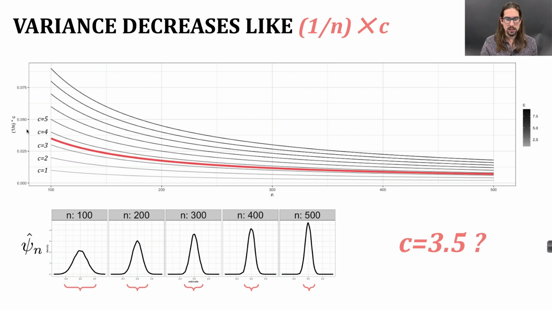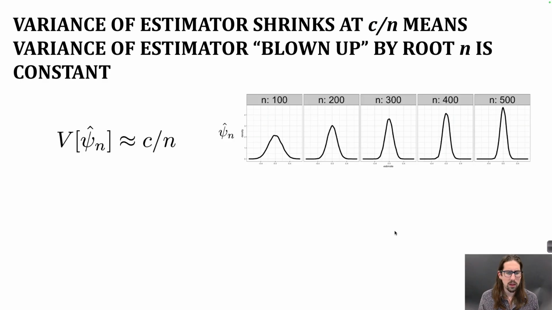By plotting it, I'm saying that in this case the constant is like 3.5. The variance of my estimator at any given sample size is going to be different, but I know it depends on some number divided by n, and that number is what we call the asymptotic variance. To get the variance of our estimator at a given n, we just divide that number by n.